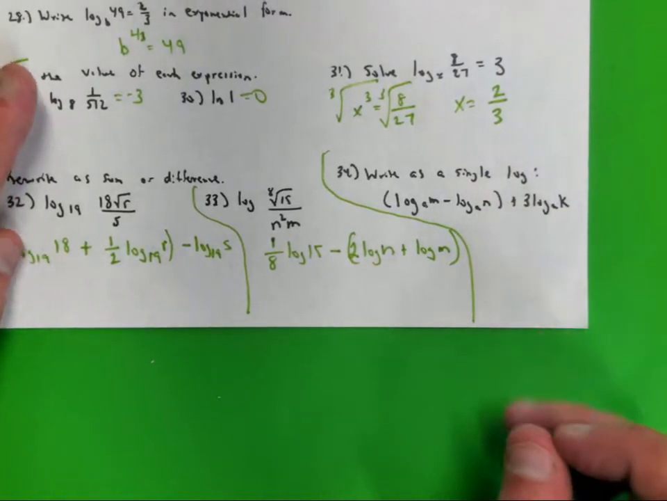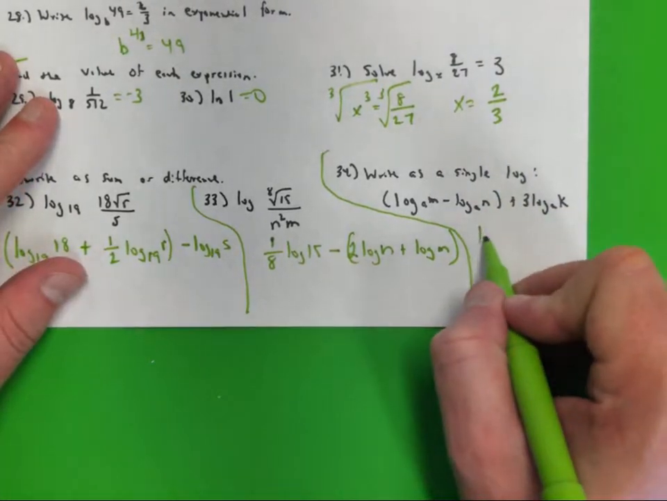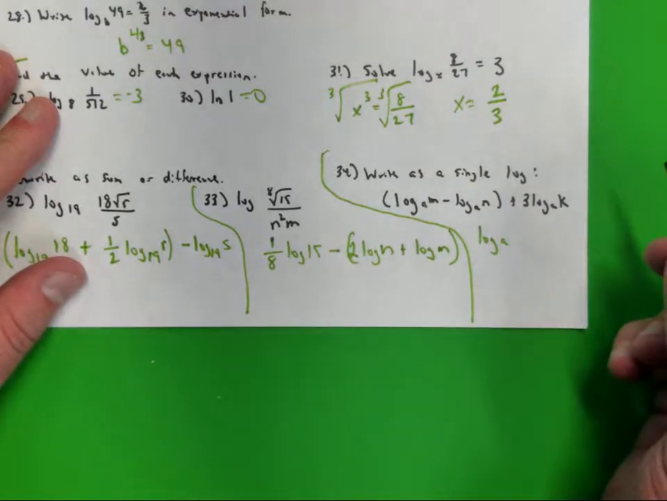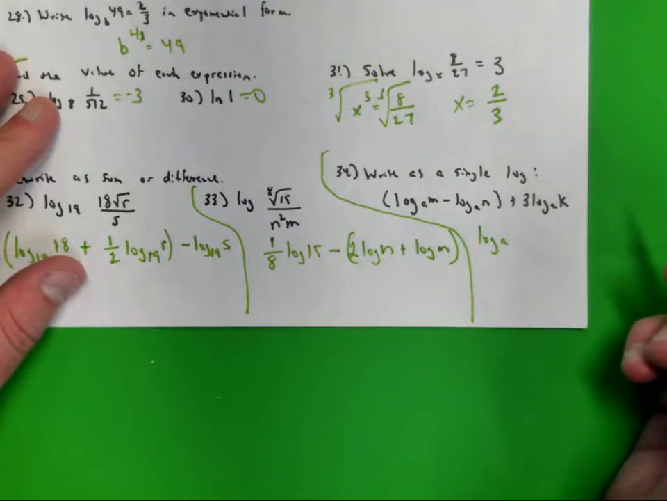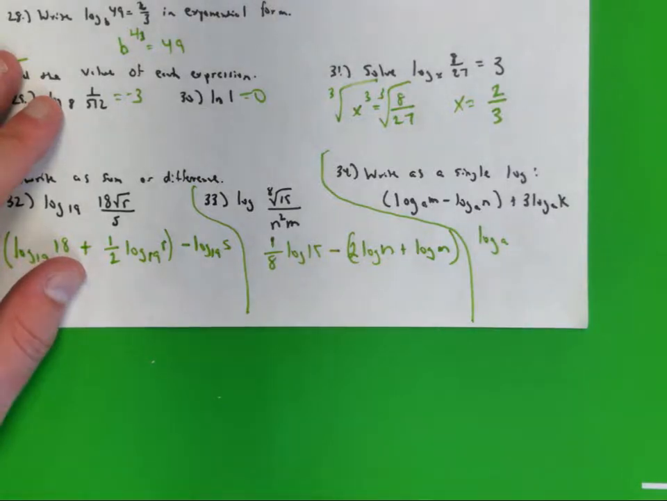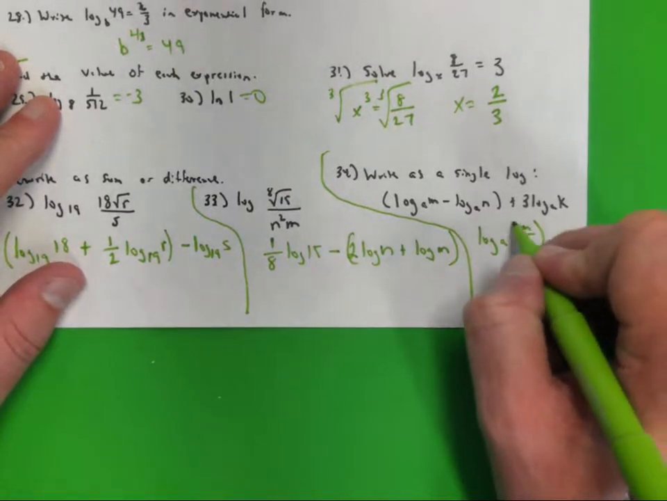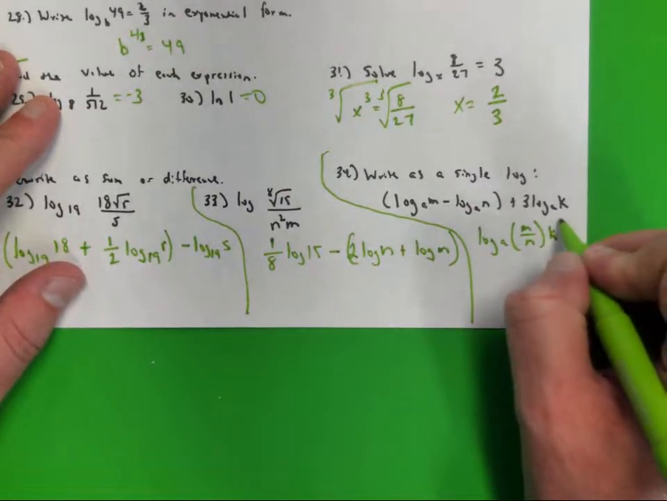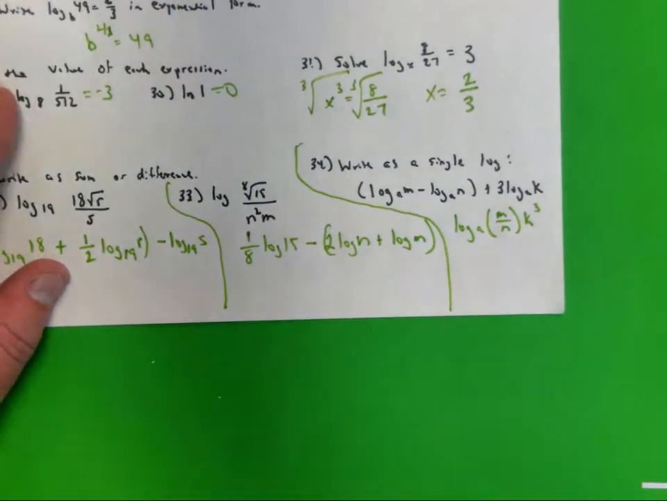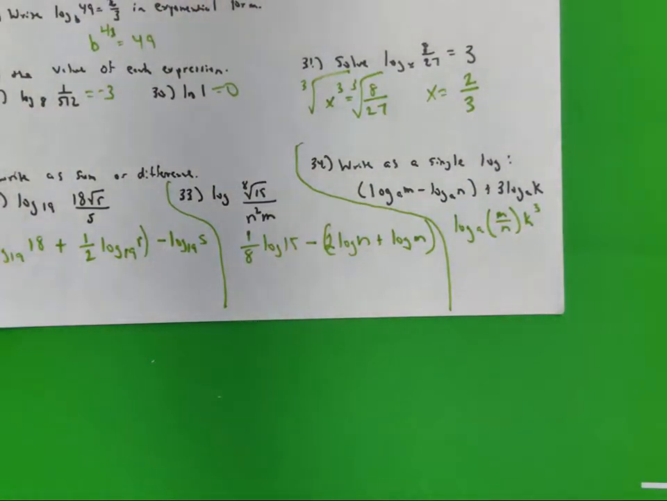Number 34 says write as a single log. That means it just wants one log. So it'll be log base a of m over n times what? K to the third. That's a strange one. I won't give you one like that. But you got your m over n because you got subtraction, so that's quotient rule, times k cubed.